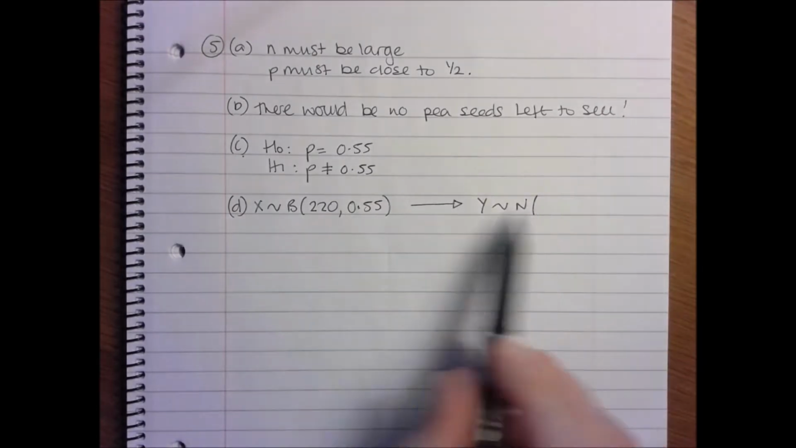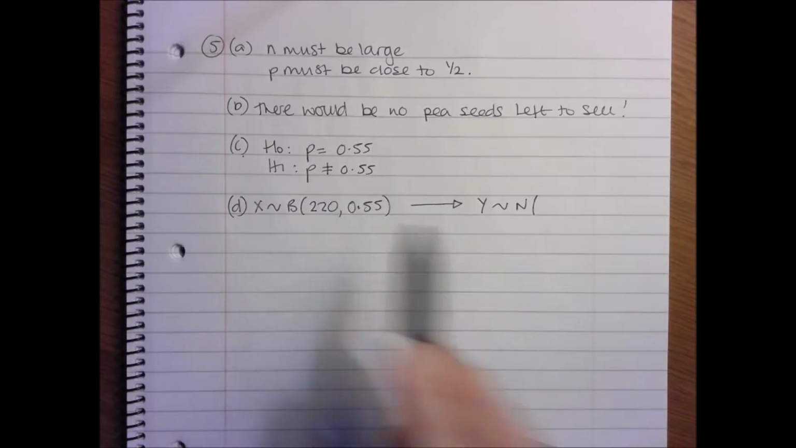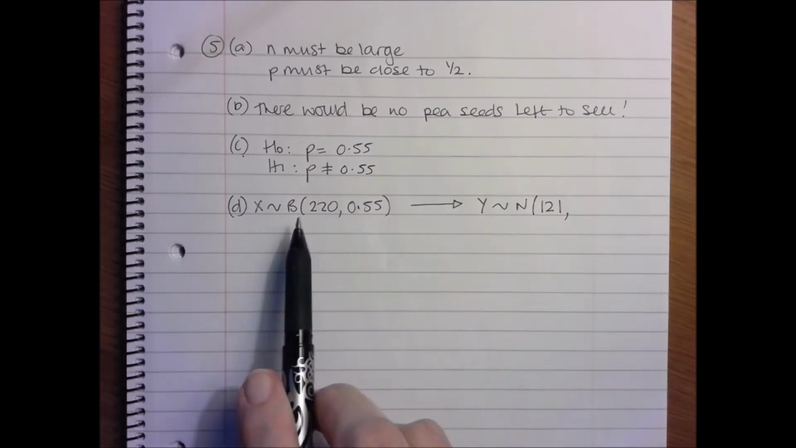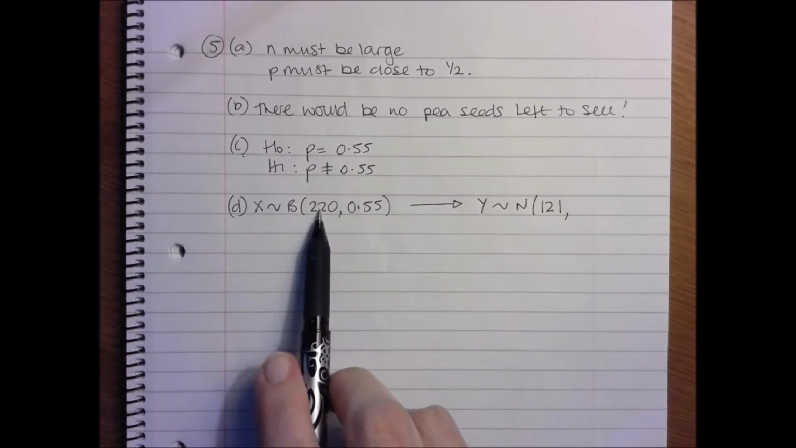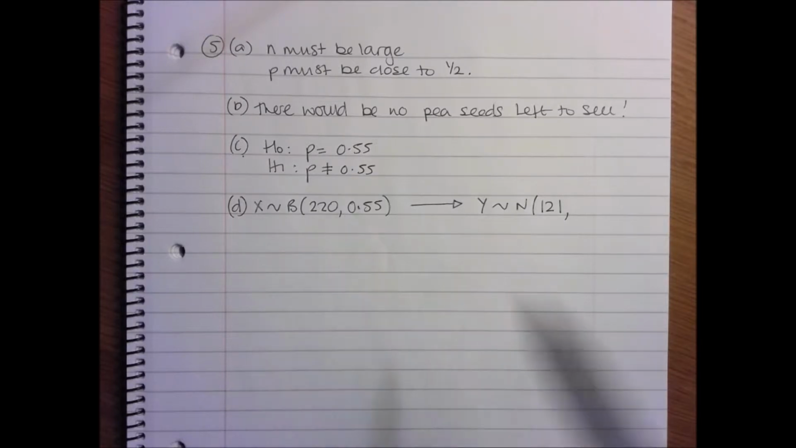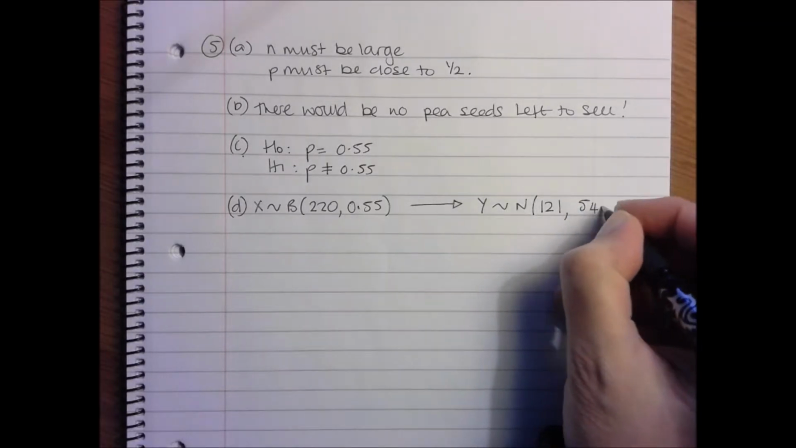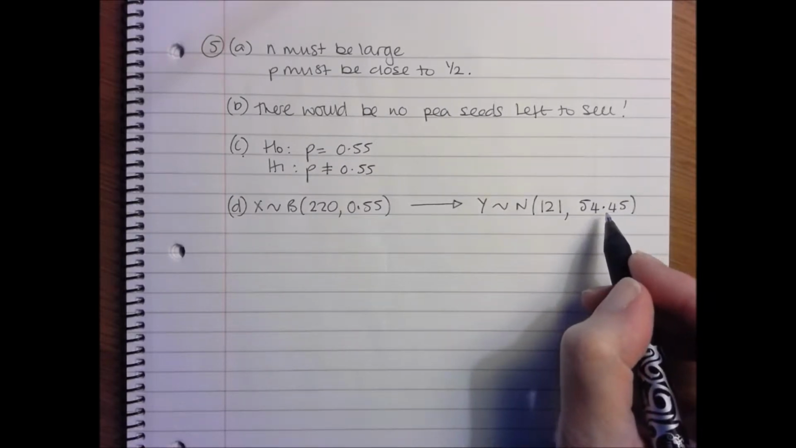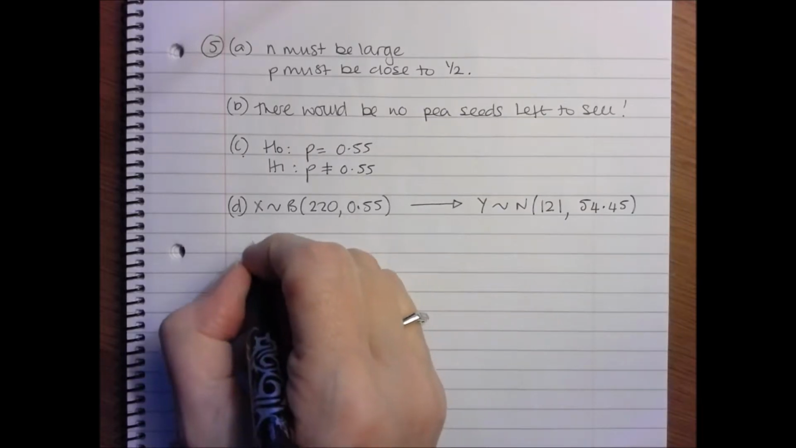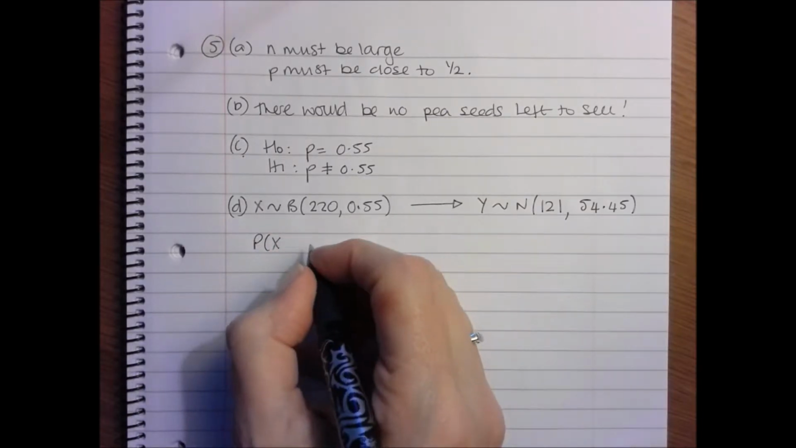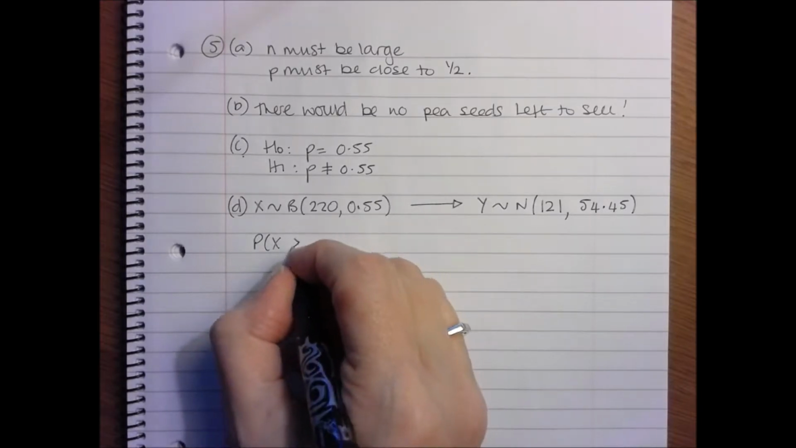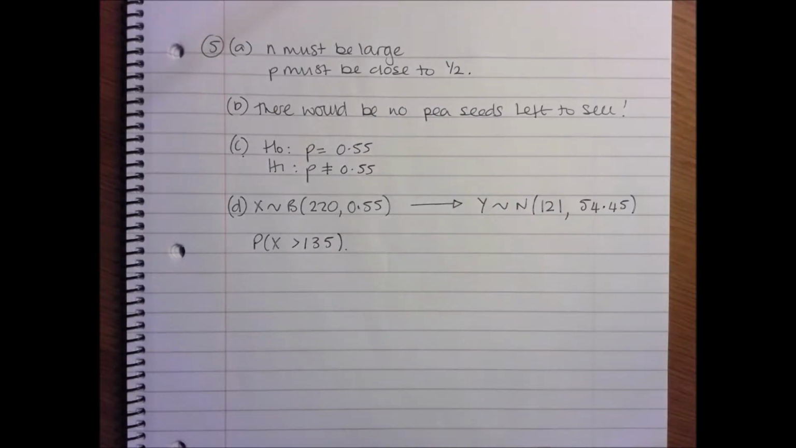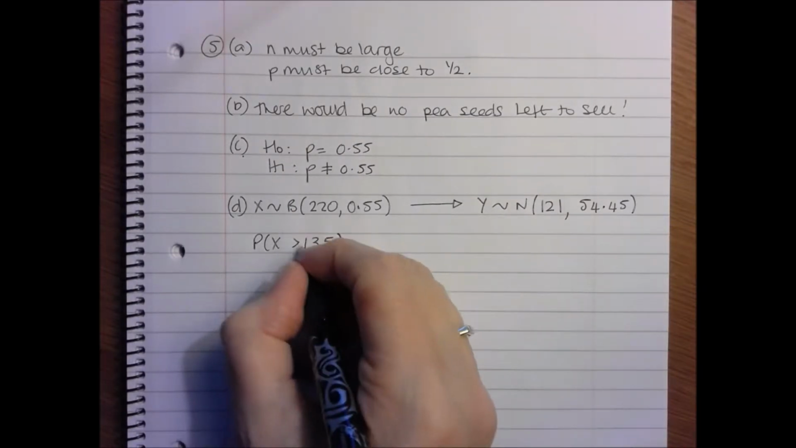Now, my mean is given by n times p, so multiply these two together, we get 121, and my variance is n times p times q, so 220 times 0.55 times 0.45 gives me 54.45. Now remember, this is the variance, I need to square root it to use it. And I want the probability that X is bigger than or equal to 135. Question says, given that 135 of the 220 pea seeds germinated.